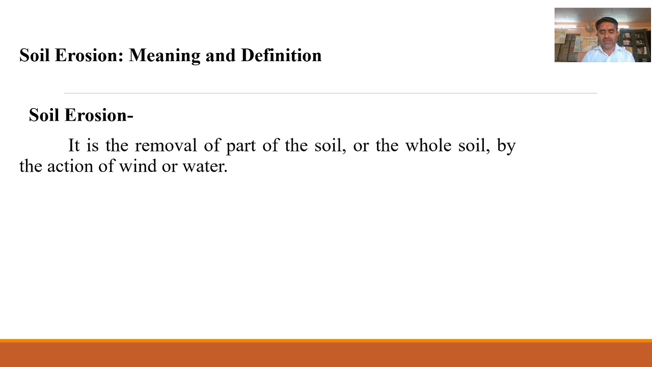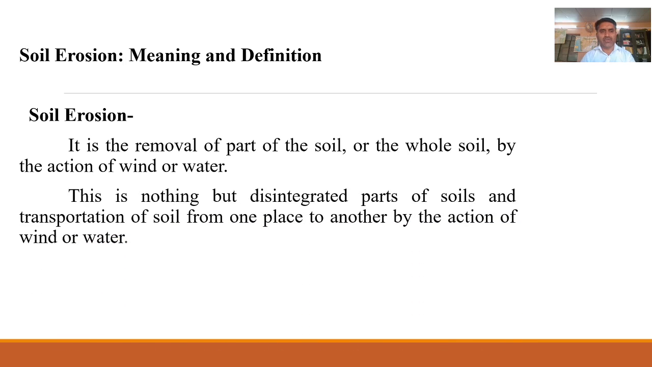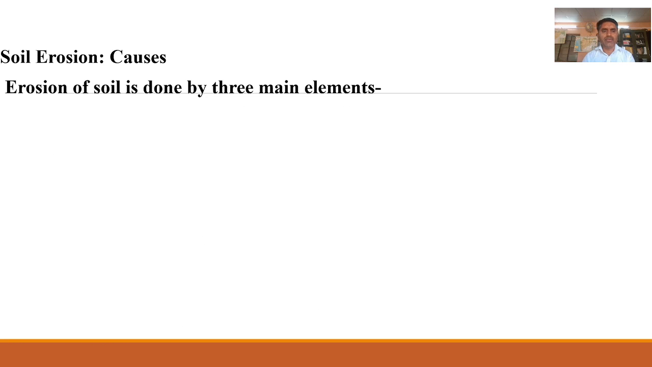So the various denudative agents and things which remove part of the earth or part of the soil, that is nothing but soil erosion. This is nothing but the disintegration of parts of the soil and transportation of soil from one place to another by the action of wind, water, ice or gravitational force. The main thing we have to see over here is why and how soil gets eroded, or which are the causes of soil erosion.